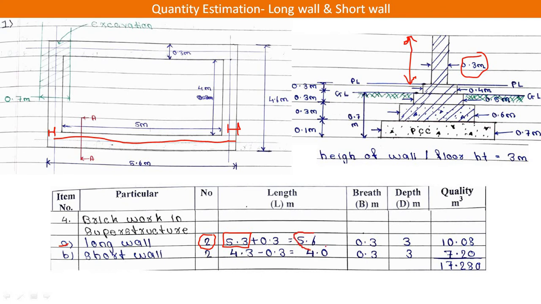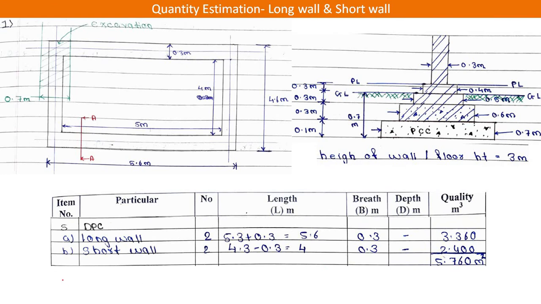So it comes as 5.6, and the width of the wall is given as 0.3, and the depth means the height. The height of the room or the floor height is given as 3 meters, so we have taken 3 meter. Now for the short wall, similarly the short wall number is 2, the center line is 4.3, and the deduction is to be done, so minus 0.3. The 0.3 comes from the right hand side 0.3 by 2 and the left hand side 0.3 by 2. By adding these two quantities, you will get the final quantity for brickwork in superstructure, which is 17.280 meter cube.